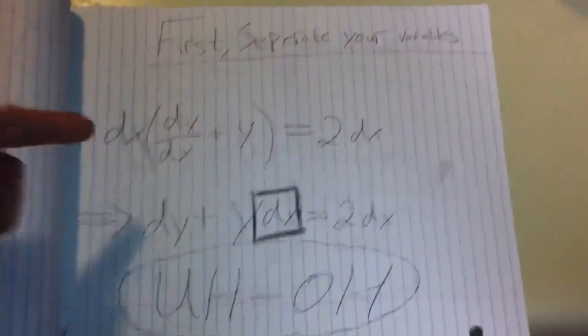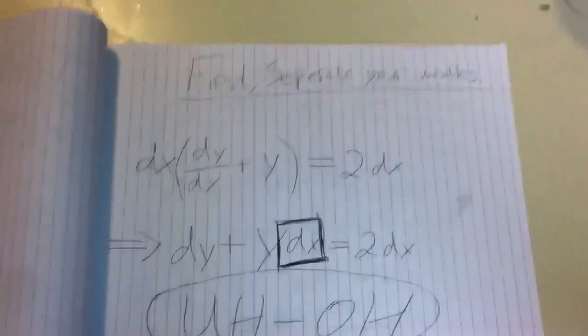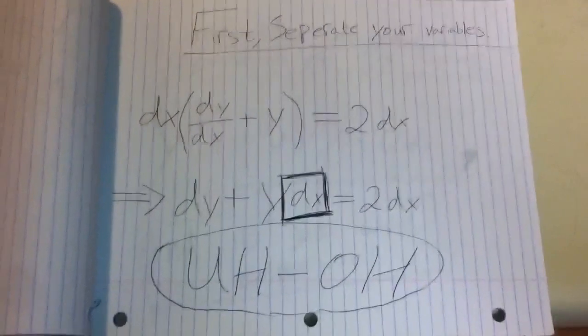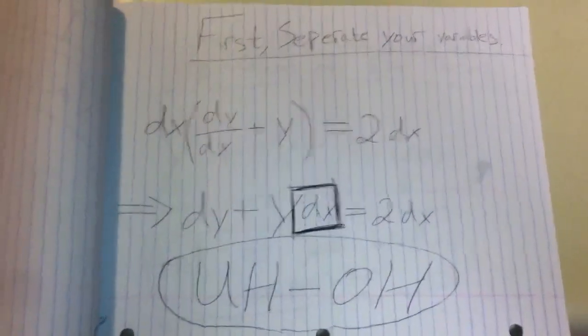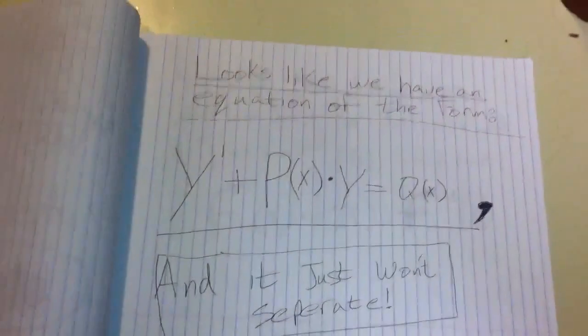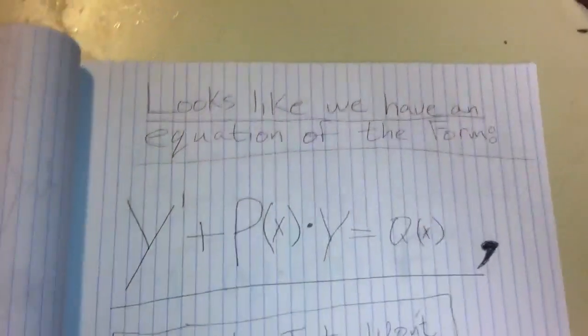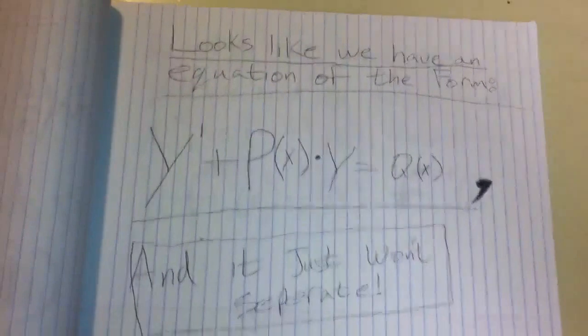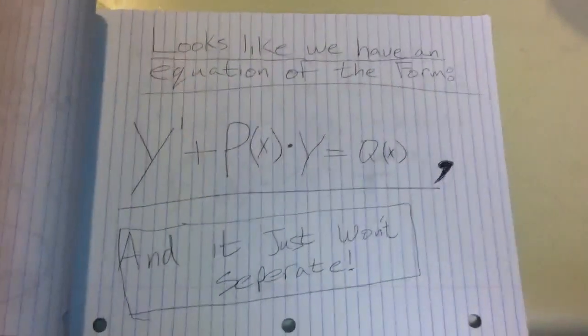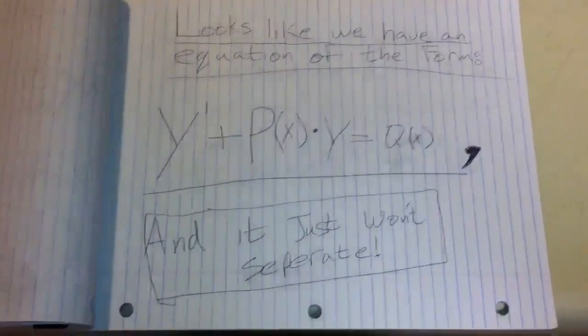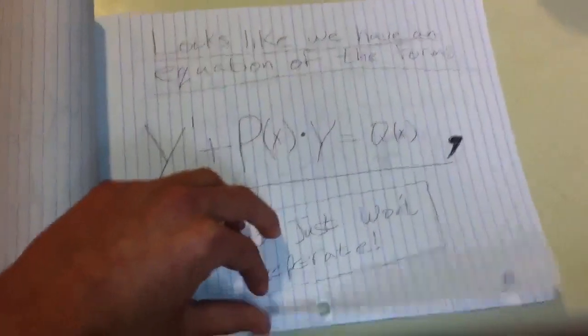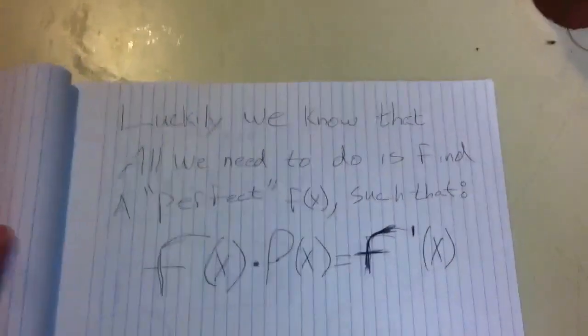We've got to separate our variables. So first we try to multiply dx by everything, and when we do that we find that we still have a dx on the left side. Uh-oh. Looks like we have an equation of the form y prime plus p of x times y equals q of x, and it just won't separate. So what are we going to do?